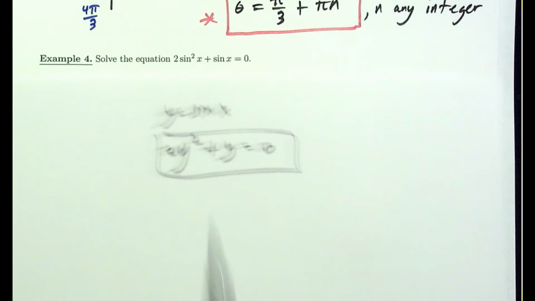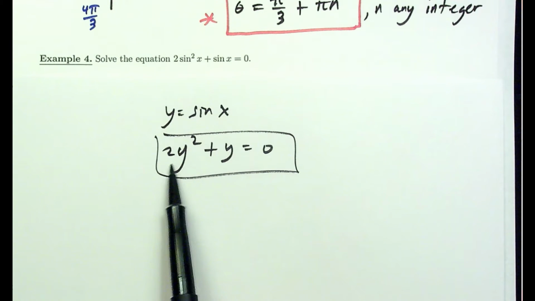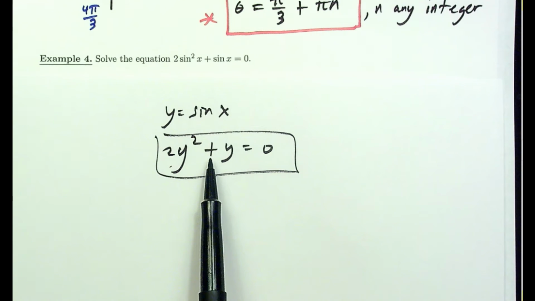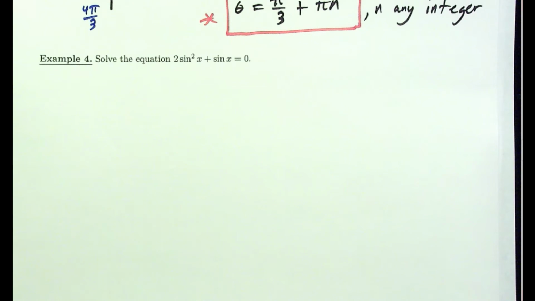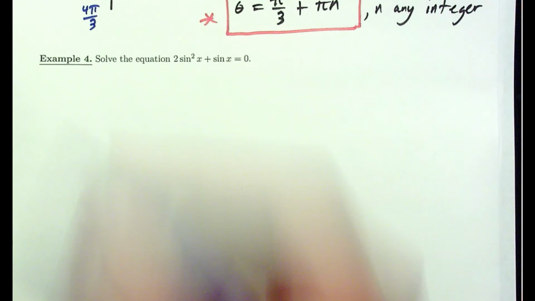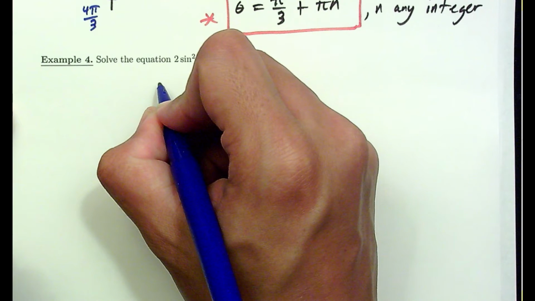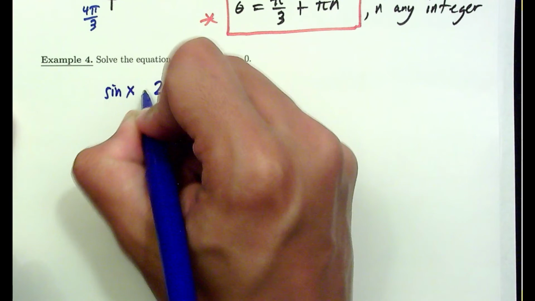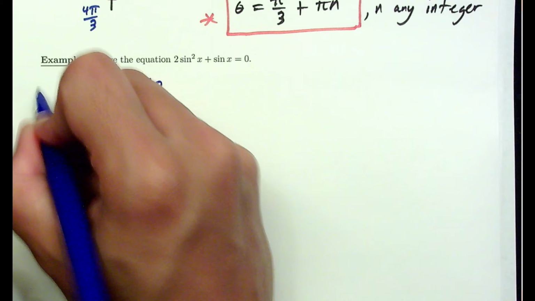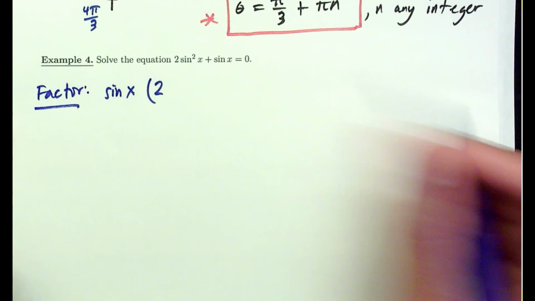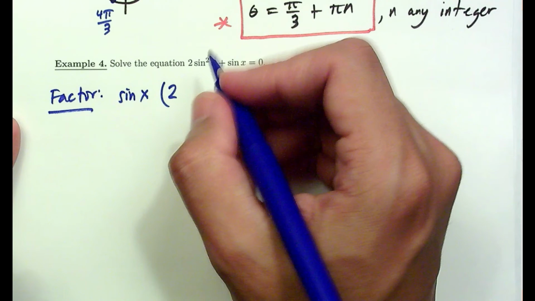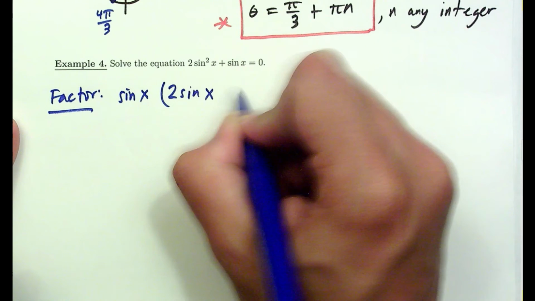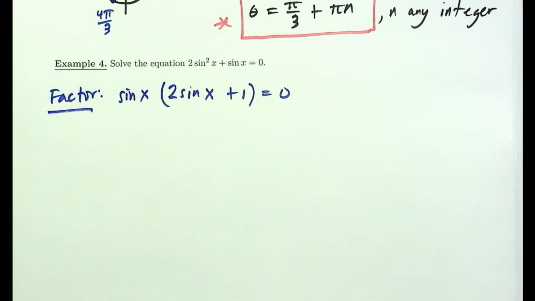To solve this in college algebra, this is a quadratic equation. You could either factor or use the quadratic formula. So we can do actually the same thing here. I'm going to factor it because that's easier in this case. If you factor out the sine of x, which is repeated, you would get sine of x times, and then inside, 2 sine of x plus 1 equals 0.